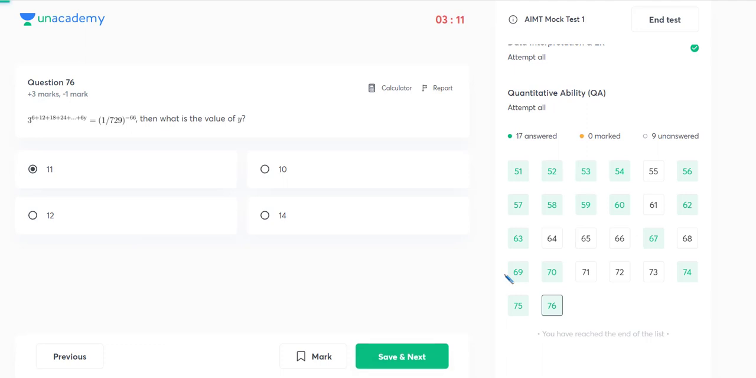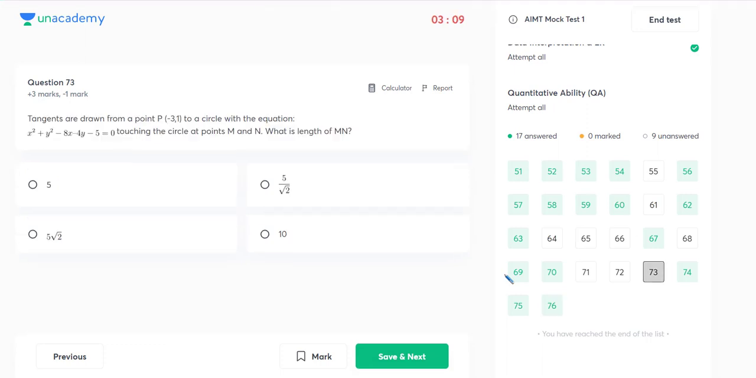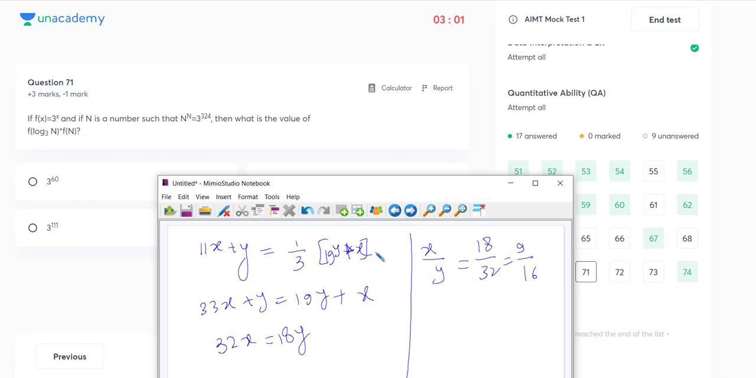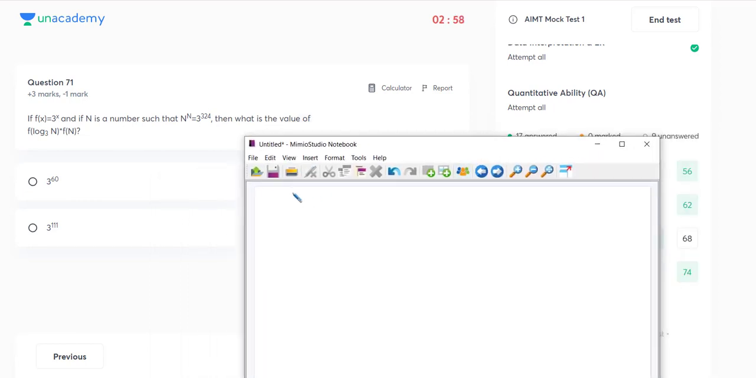Okay, after this 3 minutes are left, so let me see which other questions we can solve. This question, I think we will be able to solve. Let's try with a fresh look. Okay, so n to the power n is equal to 3 to the power 324. So if I take log, n log n is equal to 324 log 3. Divided by log 3, it will become log n to the base 3 is equal to 324 divided by n.